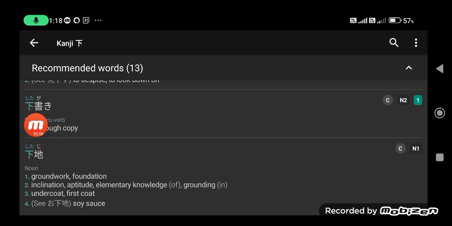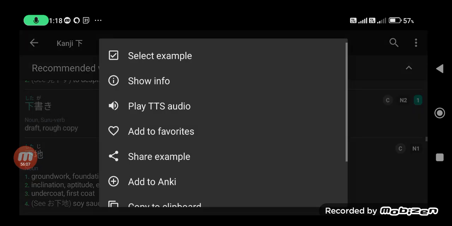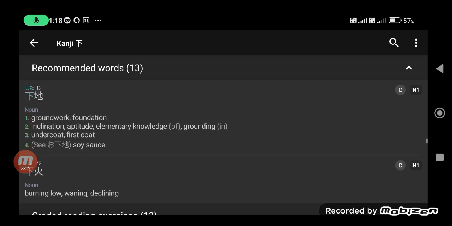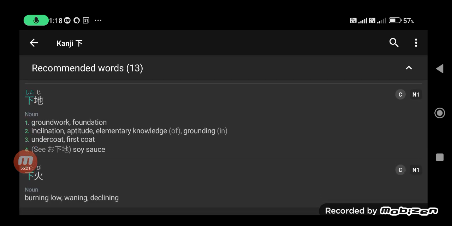Shitagaki, you may see this when you write email. Shitagaki means a draft or rough copy. 下書き, a draft or rough copy, just like in emails. Draft email or draft letter. Shitaji, groundwork.